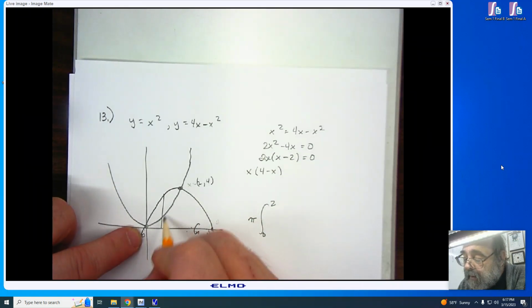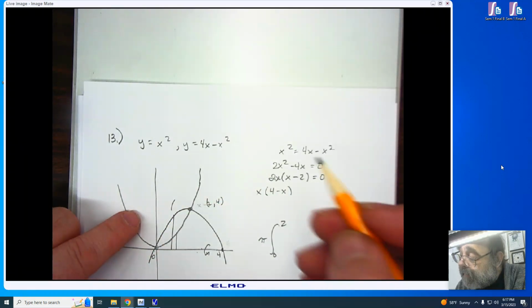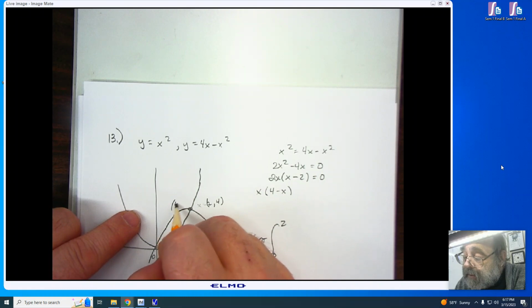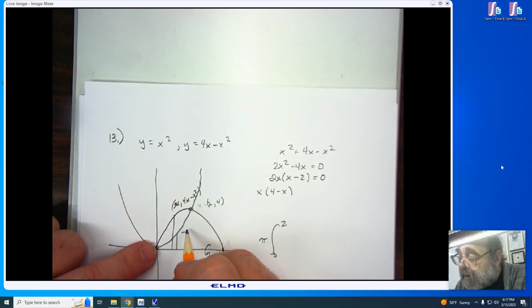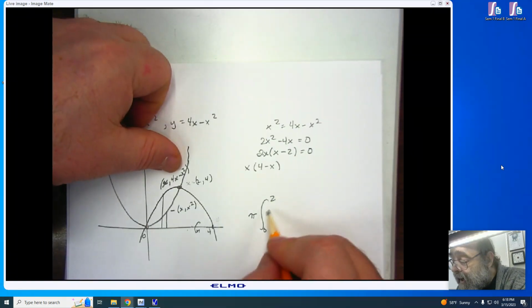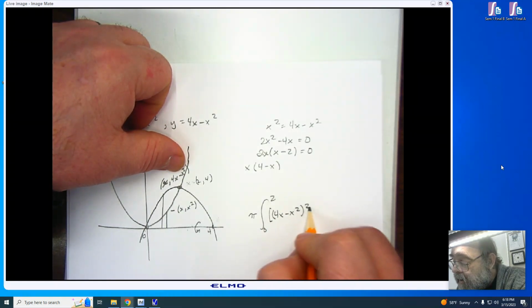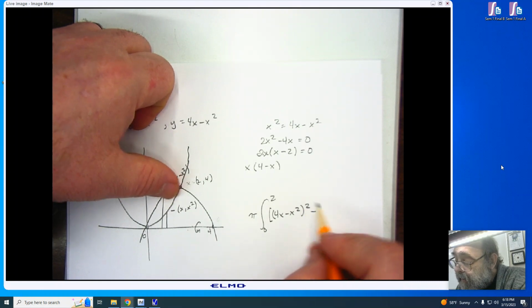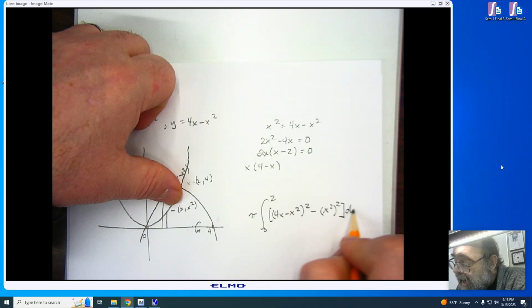I have an upper and a lower. The upper is the 4x, so we have x comma 4x minus x squared. And the lower is going to be x comma x squared. So I'm able to find my big R of x as 4x minus x squared, the quantity squared, and I'm subtracting the x squared, the quantity squared, dx.